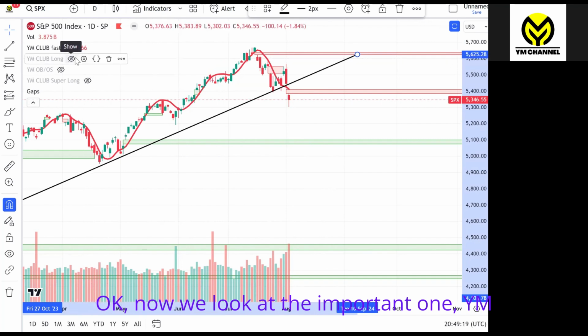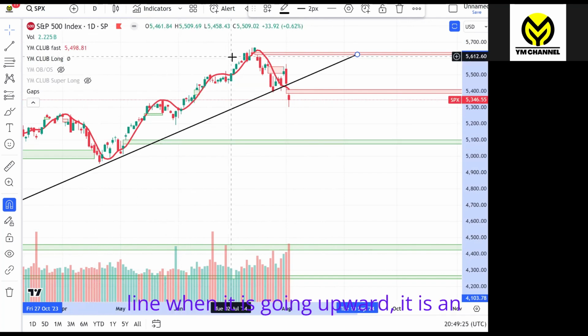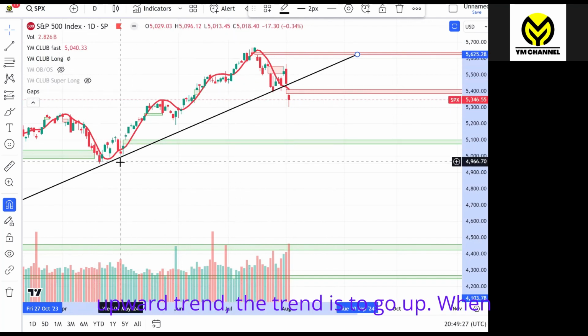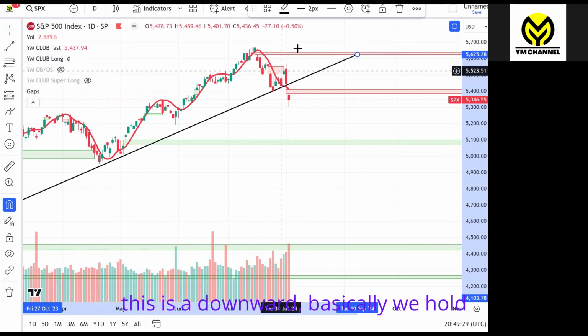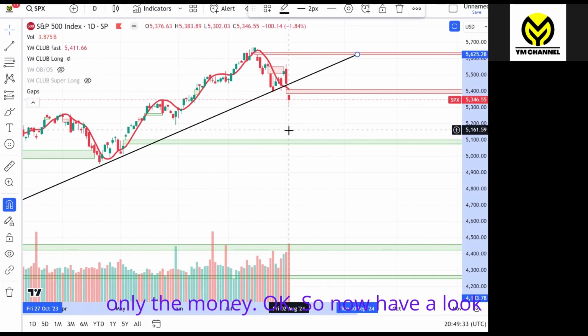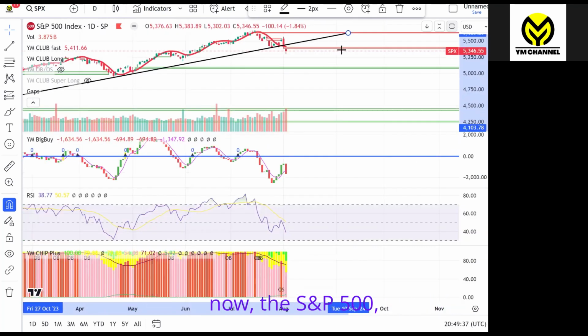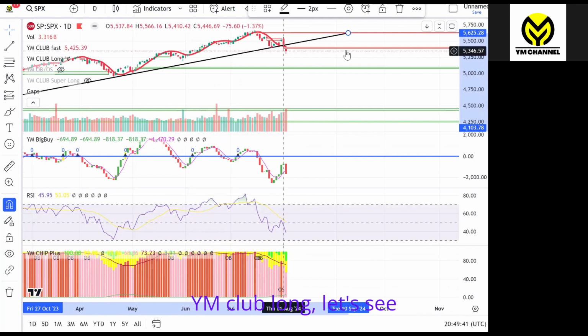Now we look at the important one, YM Club Long, to tell you the normal trend line. When it is going upward, it is an upward trend. The trend is still go up. When this is a downward, basically we hold only the money. So now have a look. What is going on with this stock right now? The S&P 500, YM Club Long.